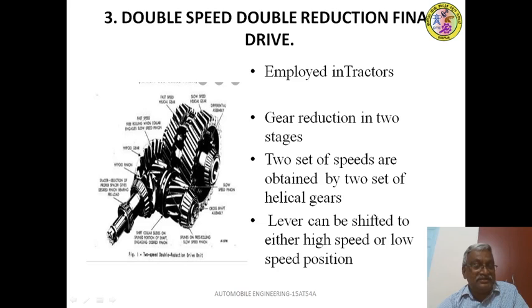It will be locked to the stub shaft, but this one is freely revolving. Then power is transmitted from pinion to crown wheel, from crown wheel to stub shaft, from stub shaft to dog clutch, from dog clutch to this helical pinion, and then to the corresponding helical gear. From this helical gear, power is transmitted to the differential cage and half shafts, and then to the wheels.